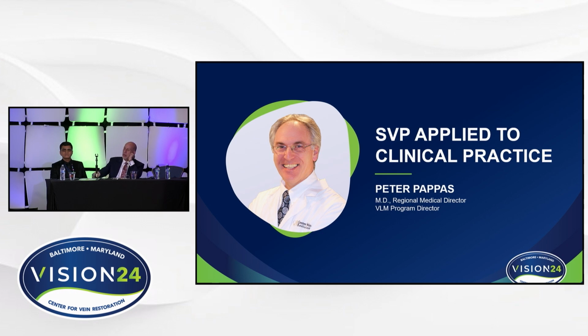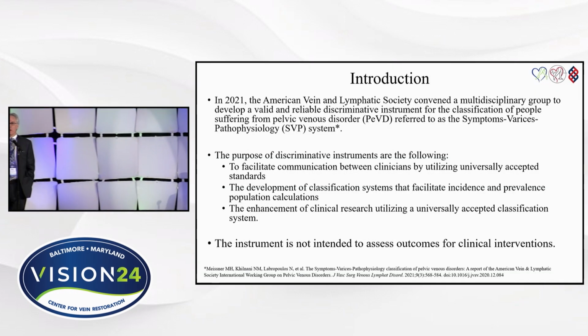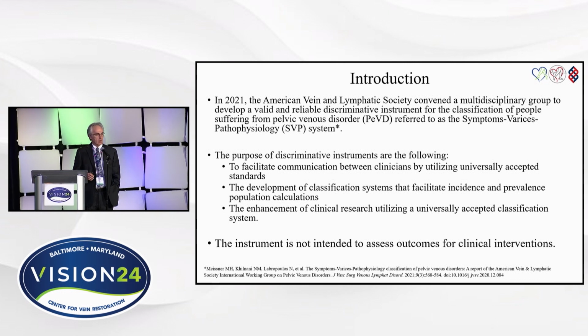Thank you, Rick. So we've heard made mention of the SVP classification. Dr. Winokur mentioned it. So in 2021, the AVLS convened a multidisciplinary group to develop a valid and reliable discriminative instrument. And I want you to remember that word discriminative, because it's not meant to actually measure outcomes. It's a descriptor that's primarily used to identify incidence and prevalence data. So the main purpose of a discriminative instrument is to facilitate communications between clinicians by utilizing universally accepted standards.